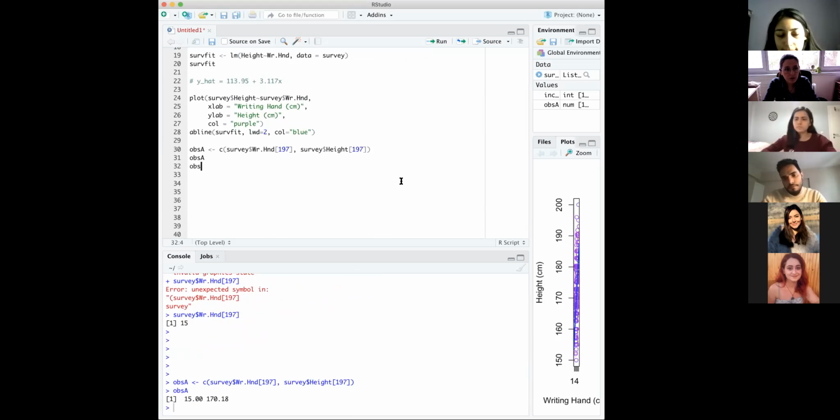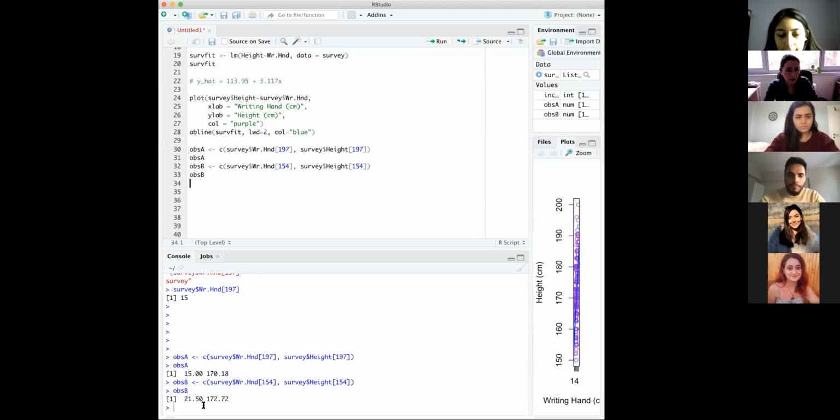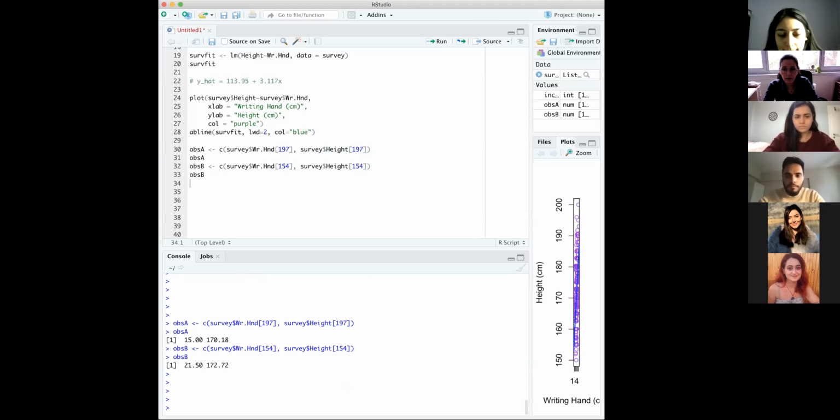And also we want to see the observation B. Let's choose an arbitrary number in here. And survey right hand, let's say I want to get 154. And also let's just copy and paste, which is going to be easier, I guess. And again, I want to get 154, okay? Here is my observation B, these 2 values.